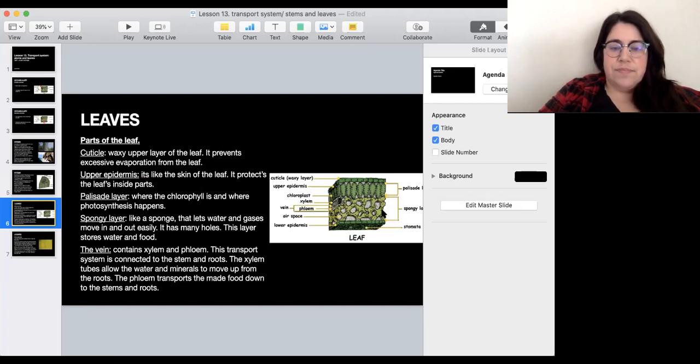Then we have the spongy layer. It's like a sponge. It has many holes, and it lets water and gases move in and out. This layer also stores water and food. And then over here, you see this part here, it's the vein. It contains xylem and phloem. So this transport system is connected to the stem and the roots. The xylem tubes allow the water and minerals to move up from the roots. And then the phloem transports the food made in the leaves down to the stems and roots.